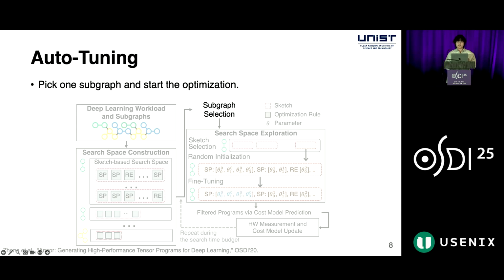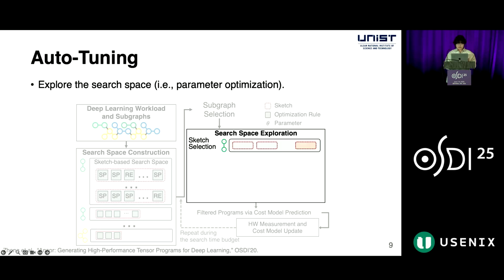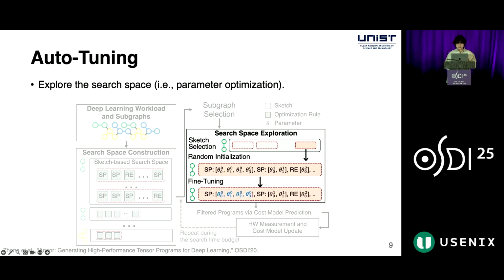Once the search space is ready, Ansor picks one subgraph and starts tuning it. First, Ansor picks one sketch from the possible sketches for that subgraph. Then it randomly sets the initial values for the parameters defined by the sketch's rules. Finally, it fine-tunes those parameters using evolutionary search to find the best performing configuration.